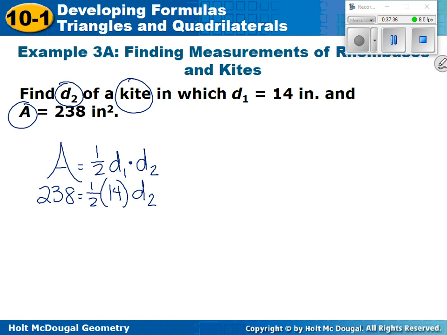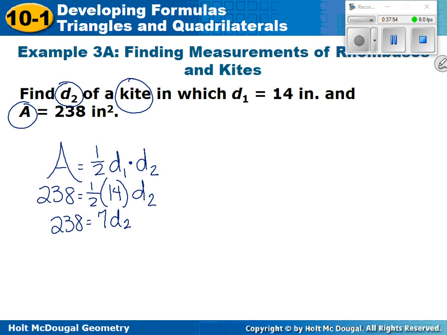You could multiply both sides by 2. I would say there's probably a little easier way. 1/2 of 14. I would probably just go ahead and do 1/2 of 14. But you could multiply both sides by 2. What's 1/2 of 14? 7. So we have 7 times D2 equals 238.